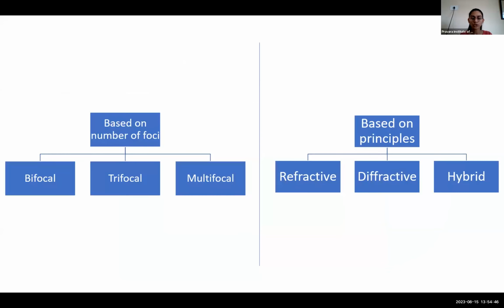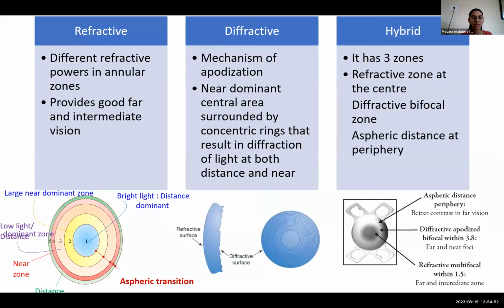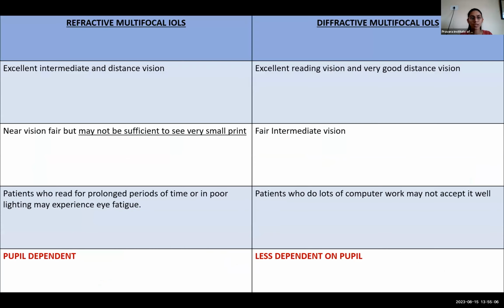Multifocal IOLs can separate the incoming light into two or more foci, thus producing multiple coexisting retinal images. They can be bifocal, trifocal, or multifocal, or based on their principle, they can be refractive, diffractive, or hybrid. Refractive IOLs have various annular zones with different refractive powers that bring light to focus at different points. Diffractive IOLs are based on the mechanism of apodization, while hybrid uses a combination of the two.